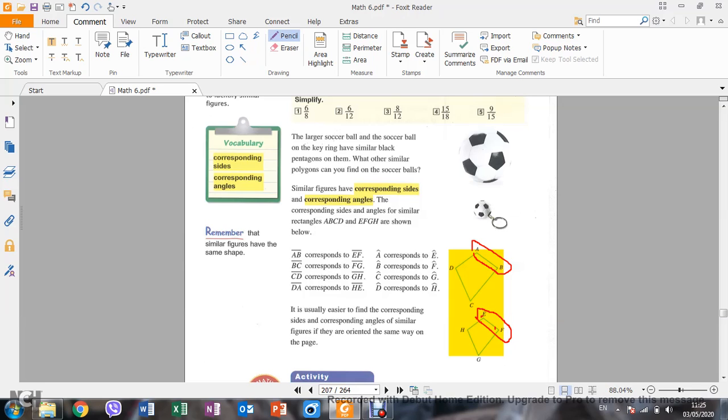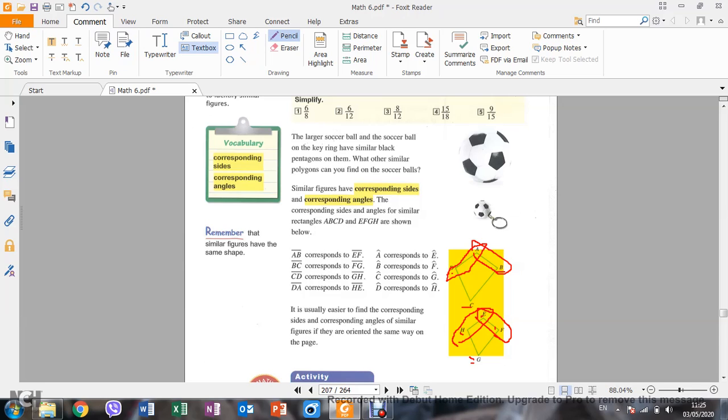So for the other sides, BC. This BC corresponds to which side of the other shape? FG. So CD corresponds to GH. They are the same. And the last one, DA, corresponds to HE. Okay, and they are the same.